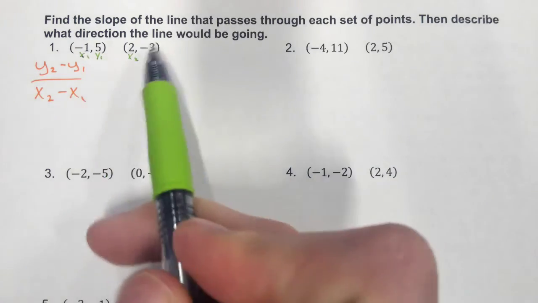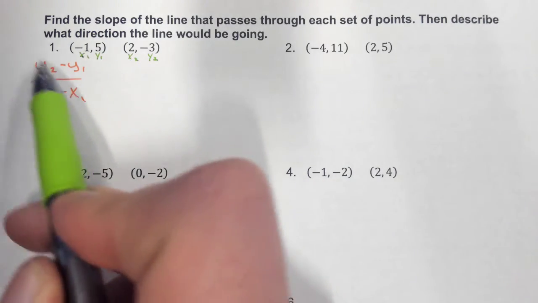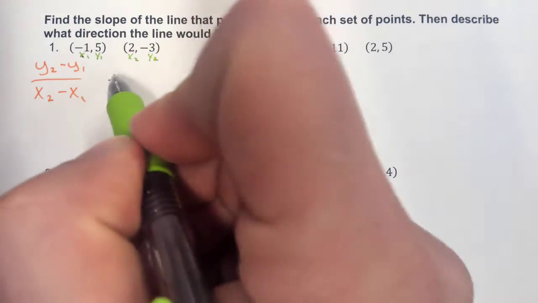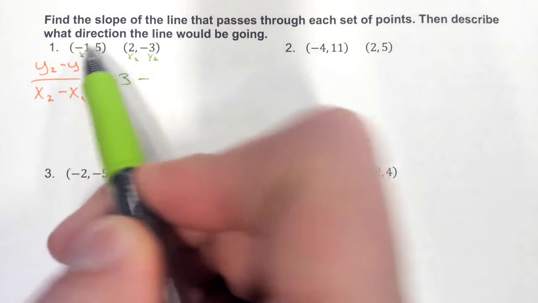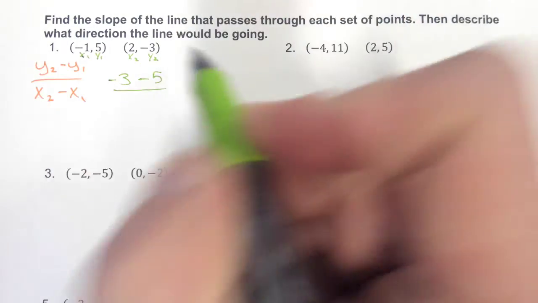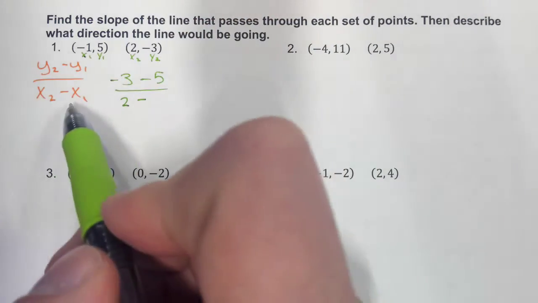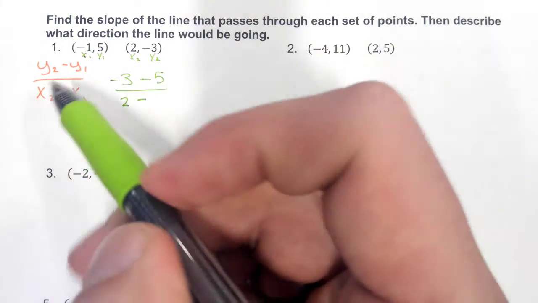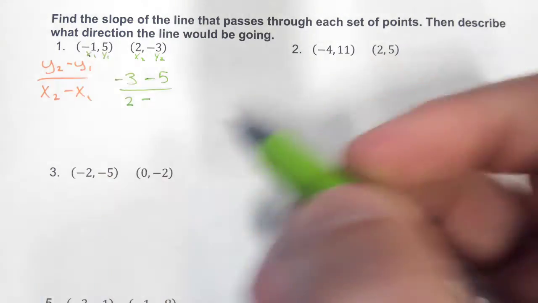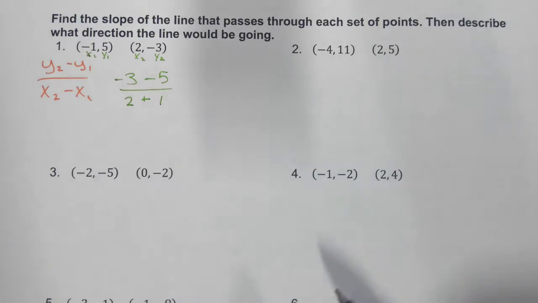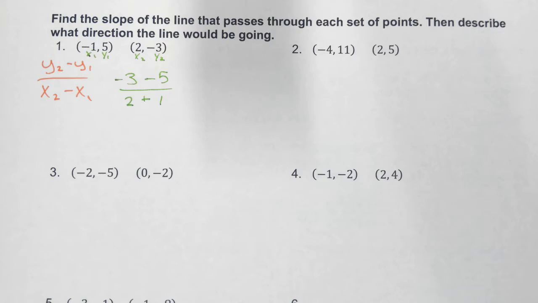So now that we have them labeled, all we have to do is plug it into our formula. So what number have we labeled y2? There it is. It's negative 3 minus y1. What do we label y1 as? Right there, 5. Over x2. Right there is 2 minus x1. Now here's the trickiest part. Minus a negative 1. That makes plus. So there, if you can figure that part out, that's the hardest part. Minus negative 1 is plus 1. And then it's very simple.